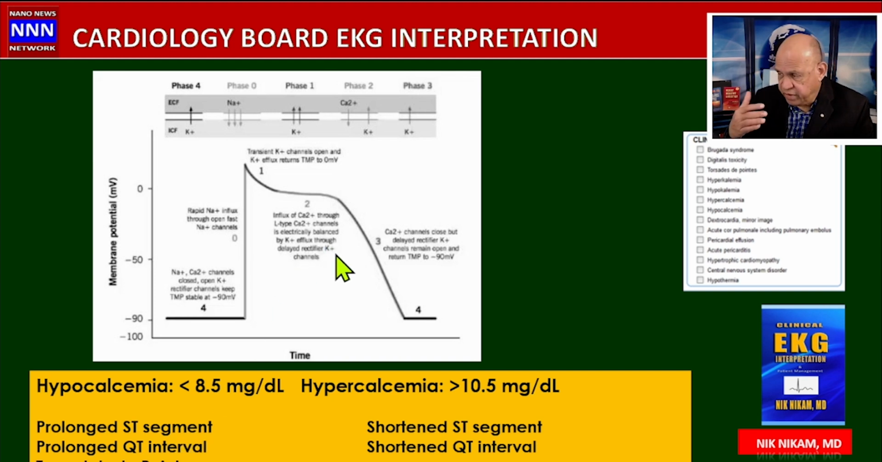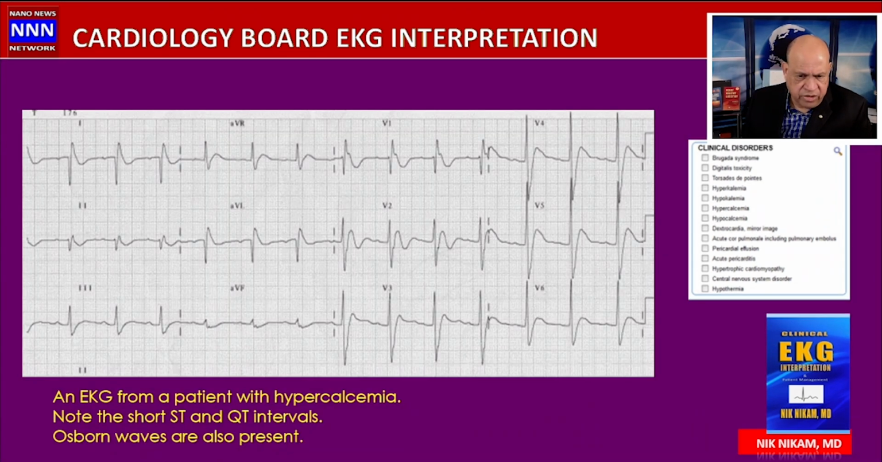So whenever you see calcium abnormalities, we always need to be concerned about ventricular arrhythmias, STT changes, QT intervals, and the potential for VTAC or torsade. Let's look at some examples. Here's an EKG from a patient with hypercalcemia.